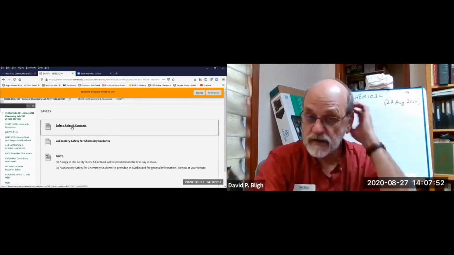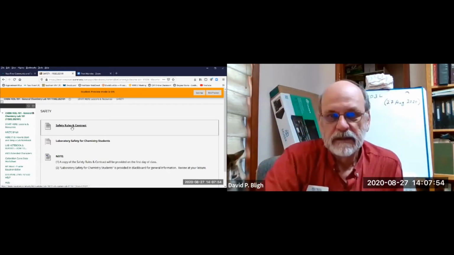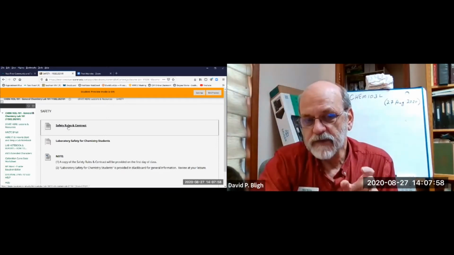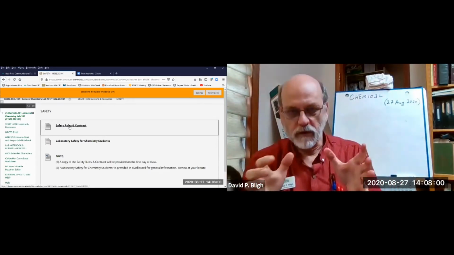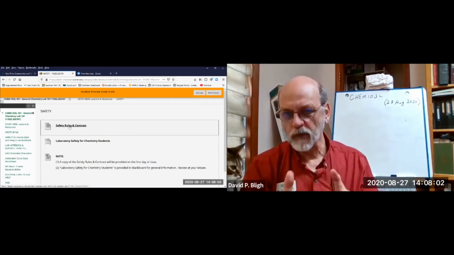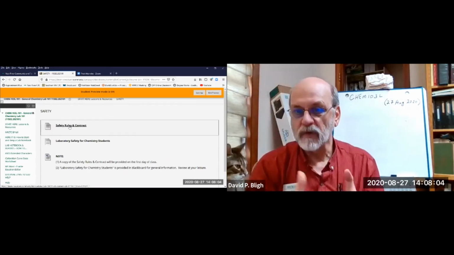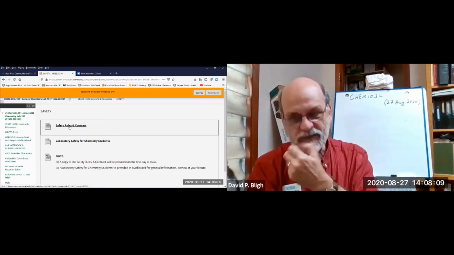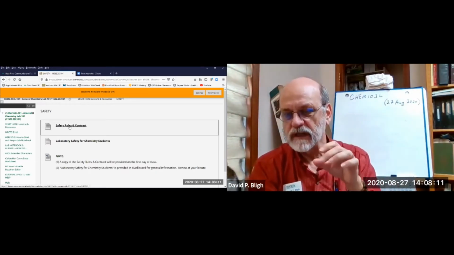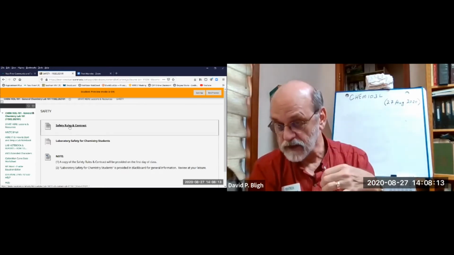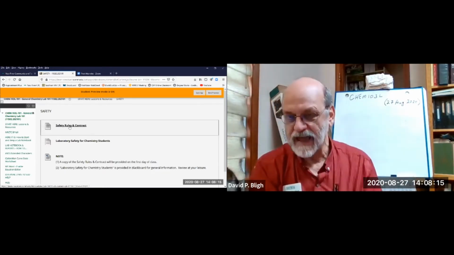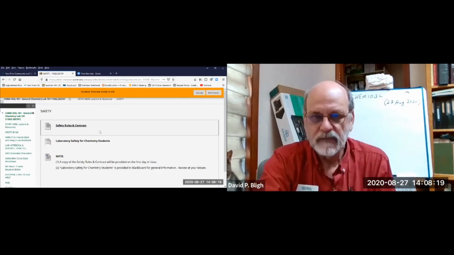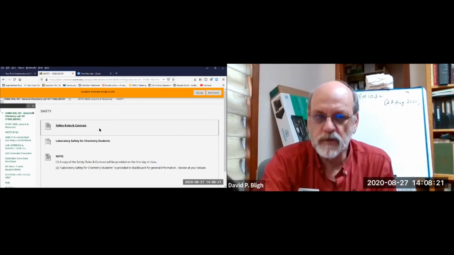The safety contract and the rules. Also, you need to know something about safety because when you do a formal report, one of the components is a section on safety: what safety issues were considered in the performance of this lab. If you leave that out, you lose points in the rubric. So you probably ought to review that.